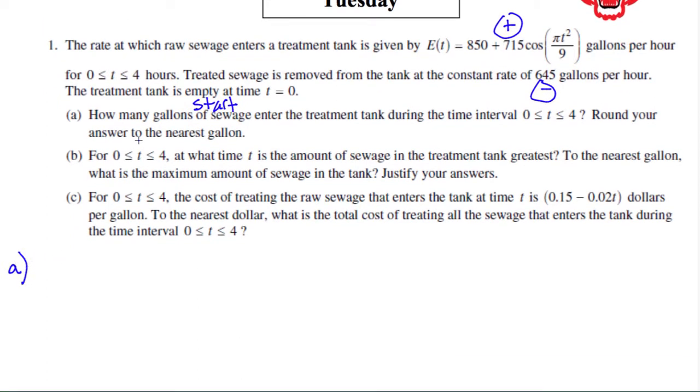Part A, how many gallons of sewage enter the treatment during the interval? So we don't care about the negative rate. We only care about the positive rate because we're only considering entering the tank. Enter means positive. So what am I going to write here?